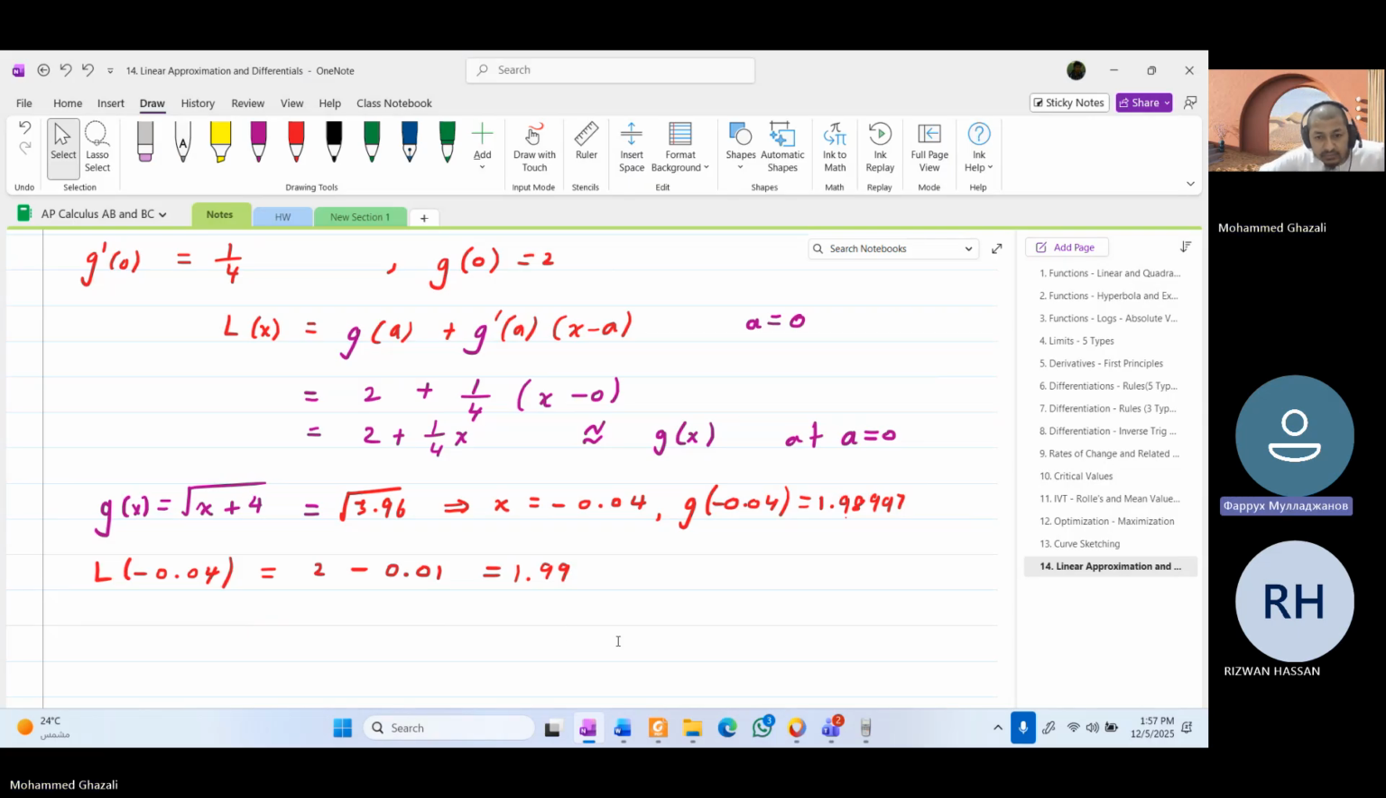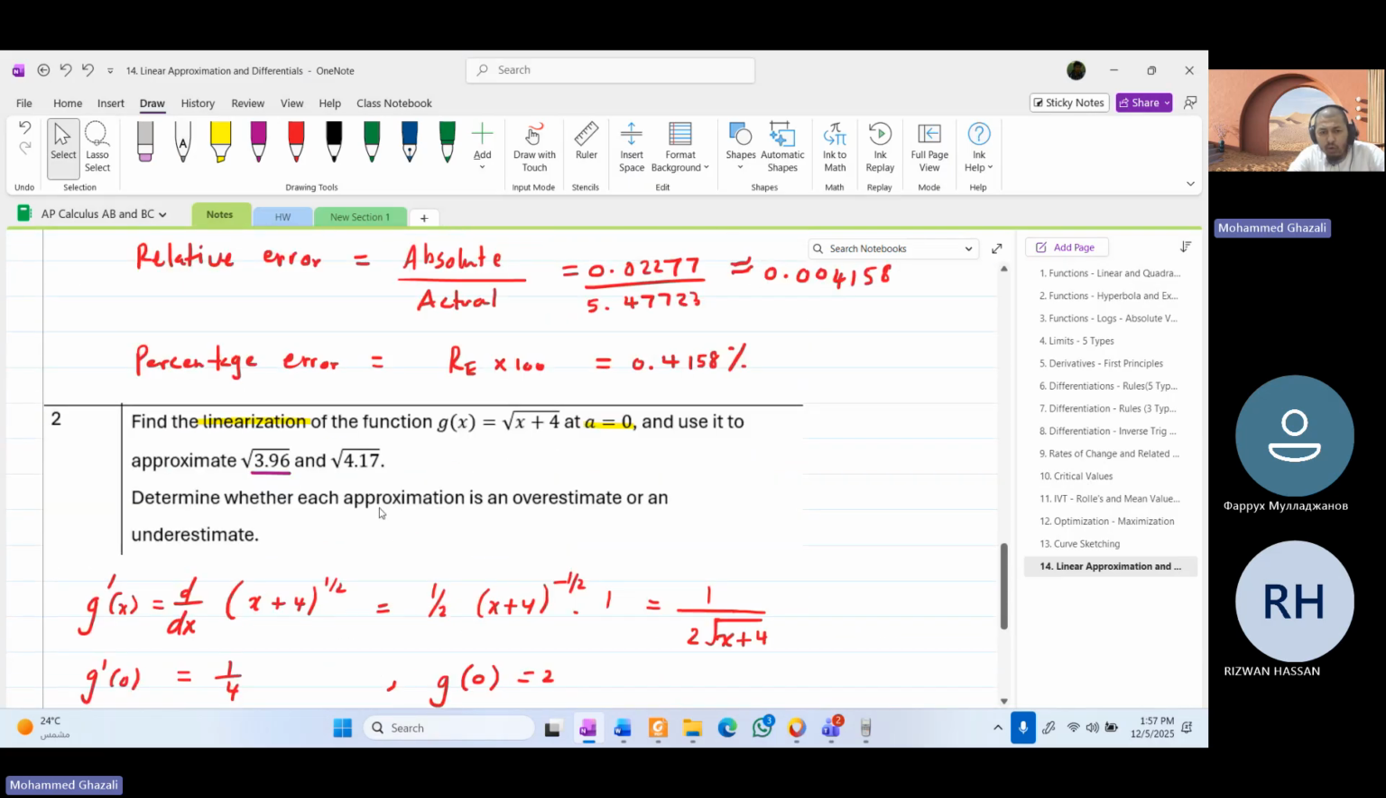You get it? Yeah. The whole idea of approximation techniques is not to use a calculator, right? Because if you have more complicated functions and stuff, the calculator won't help you. The derivatives will help you. All right, so we got 1.99.